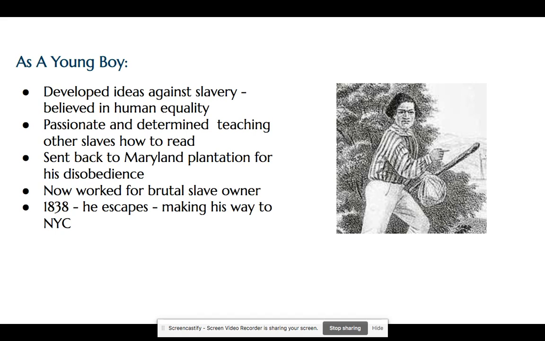And when his slave owner found this out, he was sent back to a Maryland plantation where unfortunately he was assigned to a slave owner that was not by any means a fair or respectable slave owner. Not that there were really many. If you think of slave owners, it was a very troubling time. But his slave owner was brutal, just a horrible experience for Frederick. And so by 1838, though, he does escape from his slave owner. And he makes his way all the way to New York City.